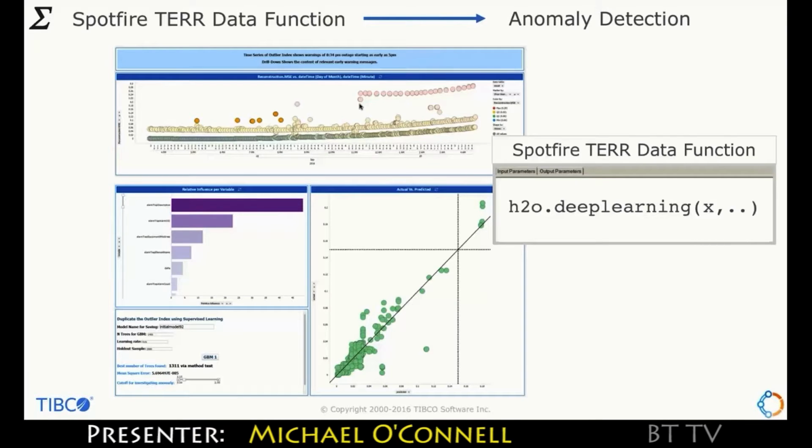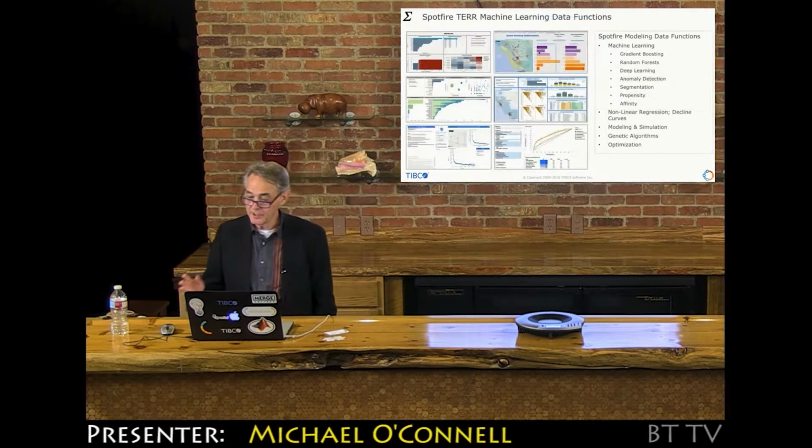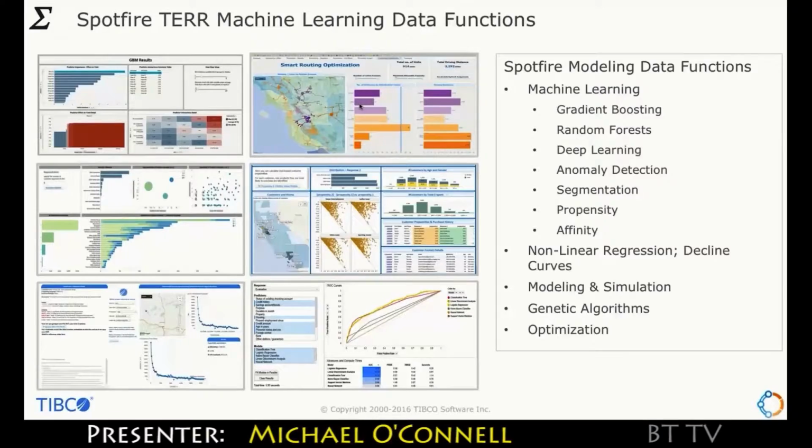Deep learning is a really interesting area for anomaly detection and fraud detection that we're embracing through the same data function construct that I showed you for Tibco R. And so we've just done a plethora of things. Us and our customers have done a lot of things around machine learning, boosting, random forest, deep learning, anomaly detection, customer analytics, simulation, genetic algorithms, optimization. We've got a pretty healthy community site where people are creating the data functions and then sharing them for reuse in a Spotfire environment.